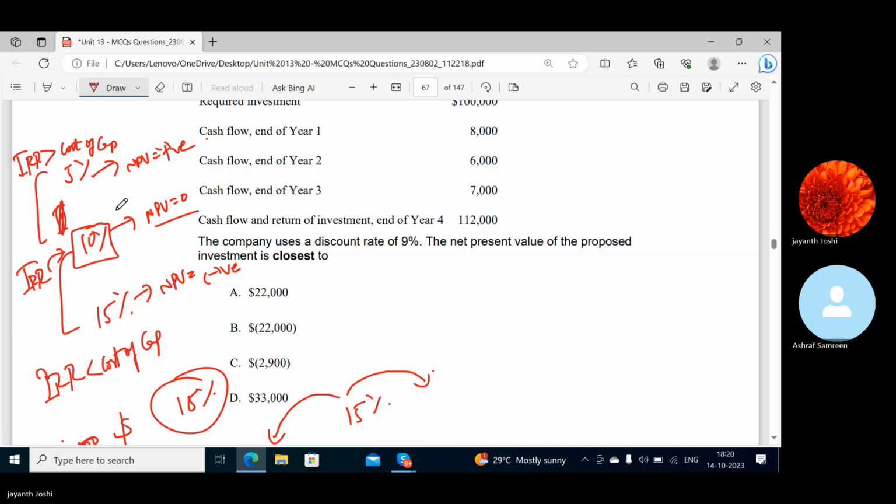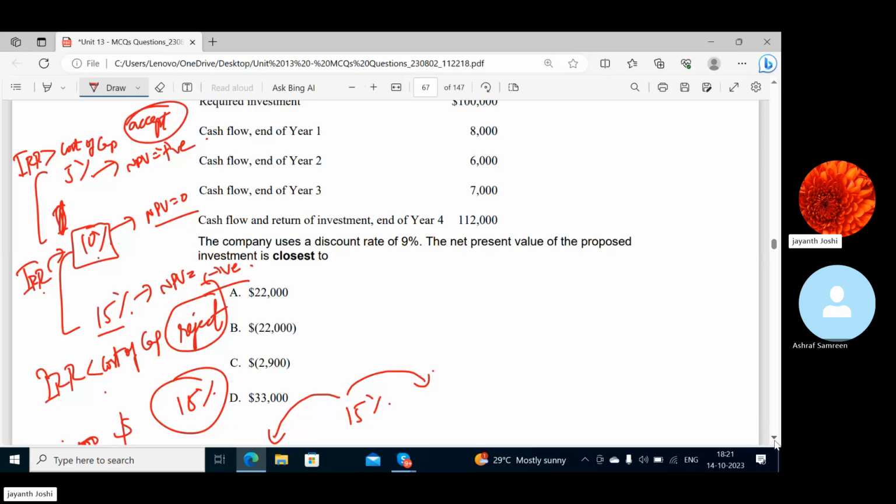Yes, sir. If I take anything beyond this, if I take 15% as my cost of capital, let's say, my NPV will be negative. So I shall accept or reject? Reject. So if my IRR is less than cost of capital, reject. But if my cost of capital is 5% and my IRR is 10%, that means at 5% I may get a positive NPV. So I shall accept it. Accept if IRR is more than cost of capital.